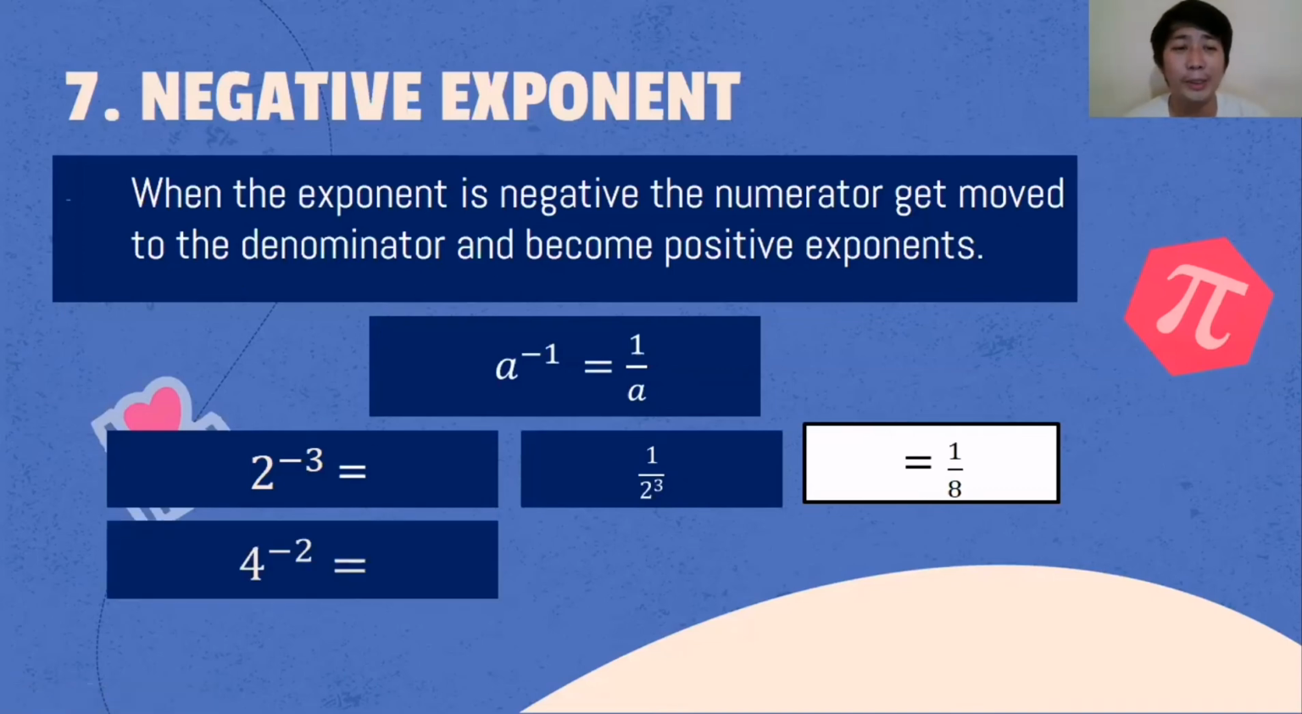Next one, 4 raised to negative 2. In order for us to make this one positive, we need to move this one to the denominator. So it will become 1 over 4 raised to 2.